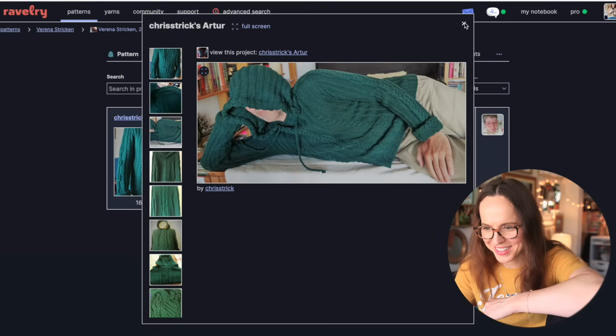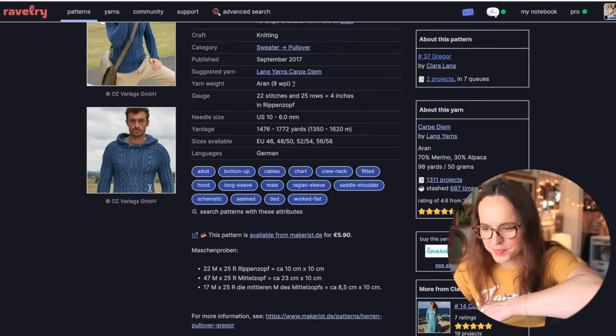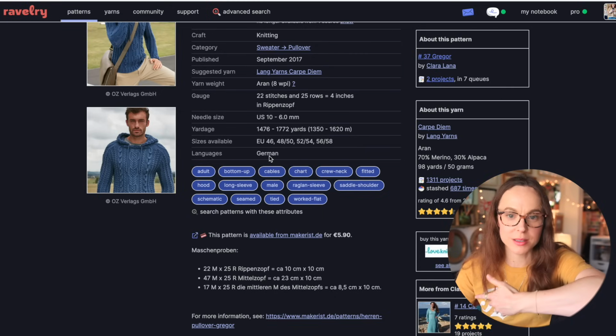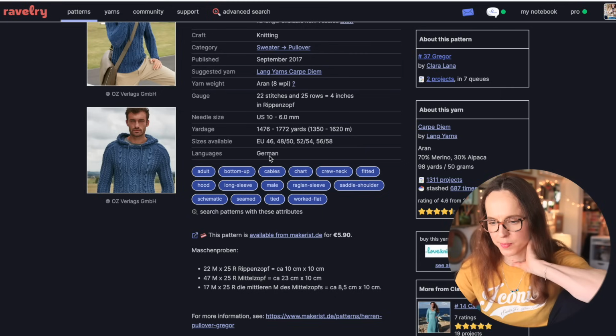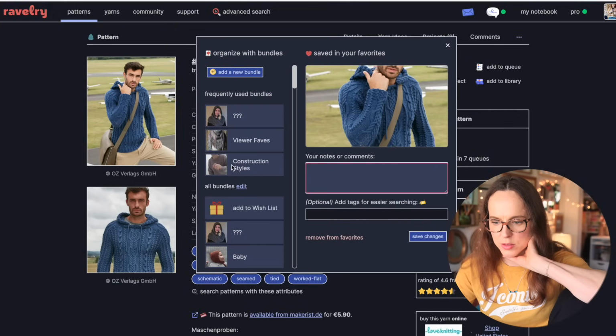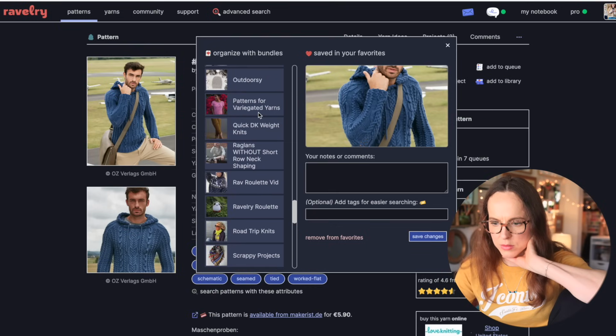Okay, I love it. Very cool. Yeah, so we have a saddle shoulder here. It's available on this website for €5.90, and it's only available in German. This is going to be one of those that you have to translate. But I'm going to go ahead and pop it into our construction styles and the Raglan video. Sorry, the Ravelry Roulette video.